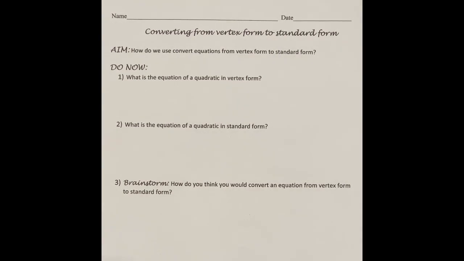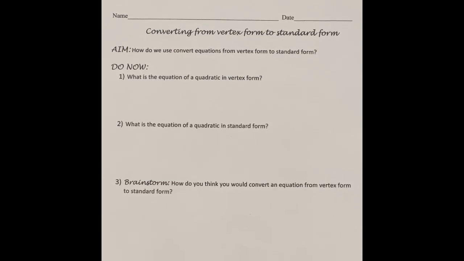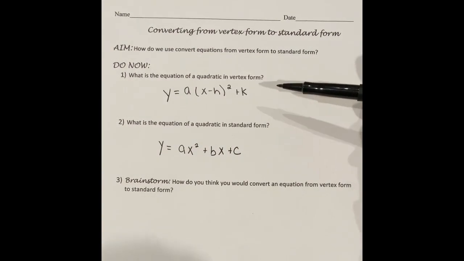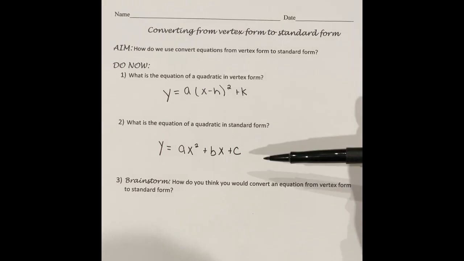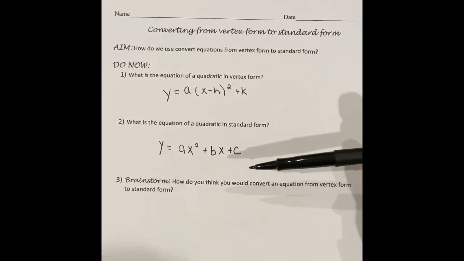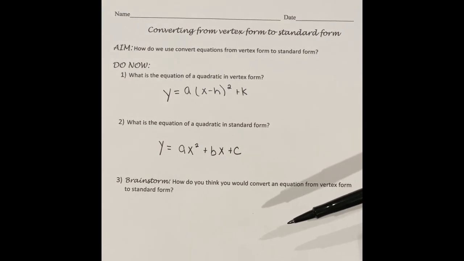So the aim for today is going to be how do we convert equations from vertex form to standard form. Before we do that, we need to know the answers to these do now questions. So please pause the video and answer these questions. Vertex form is y equals a(x minus h) squared plus k, and standard form is y equals ax squared plus bx plus c.